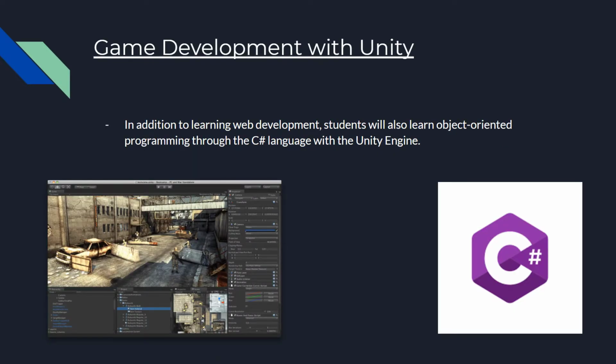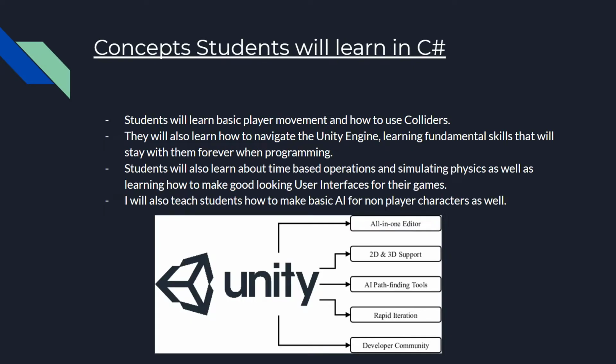Game development with Unity. In addition to learning web development, students will also learn object-oriented programming through the C# language with the Unity engine. What are the concepts that students will learn while taking this course? Students will learn basic player movement and how to use colliders effectively.